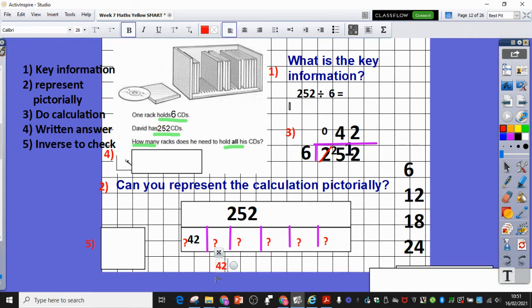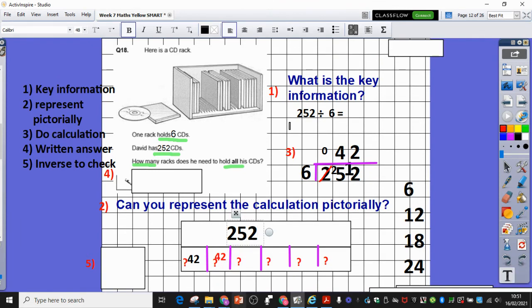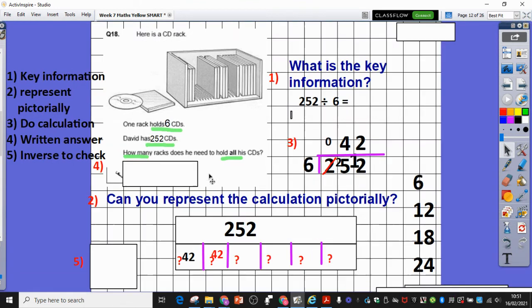Okay, I'm getting multicolours for you as well. How nice is that? So it'd be 42, 42, 42, 42, 42, 42. Right, so I've done my calculation. Now I have to give myself a written answer, because if you've done all the hard work of calculating it, you need to give me the answer, so I need to be able to find it quite easily. Here, I've done my written answer already. I've said that I need 42 racks, because the question was asking how many racks he needs. And he needs 42 racks.